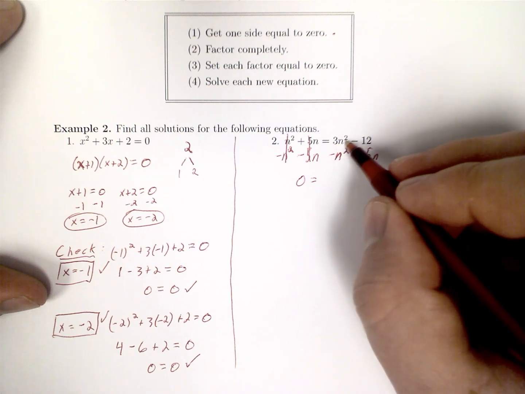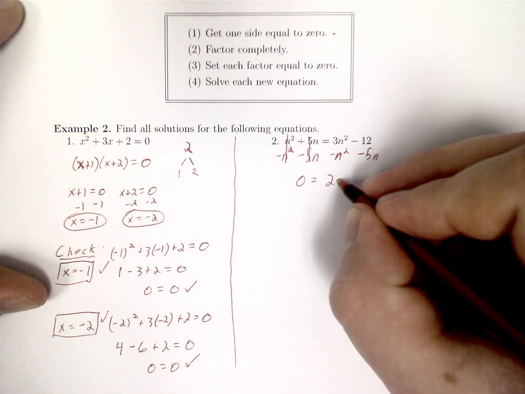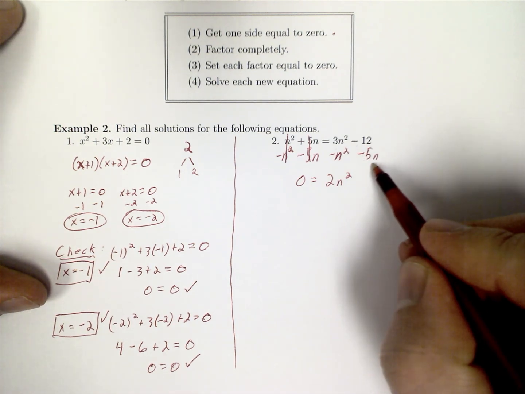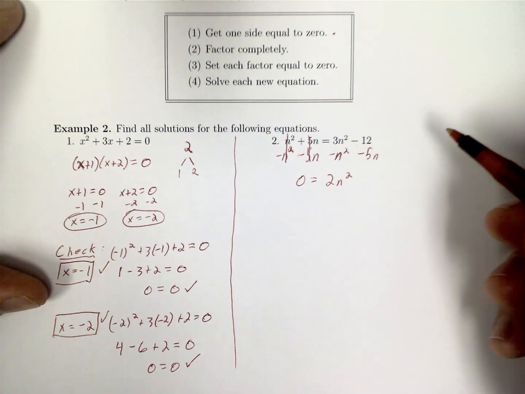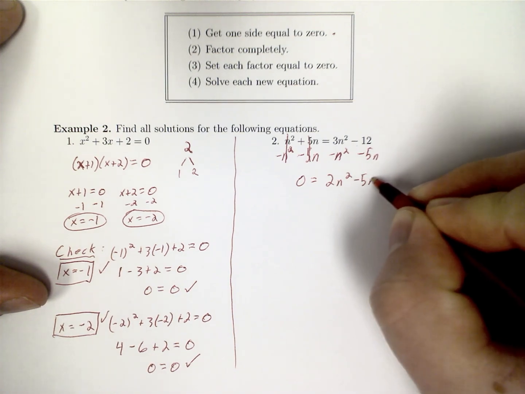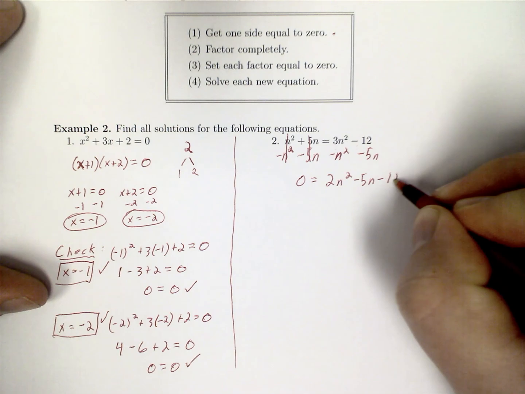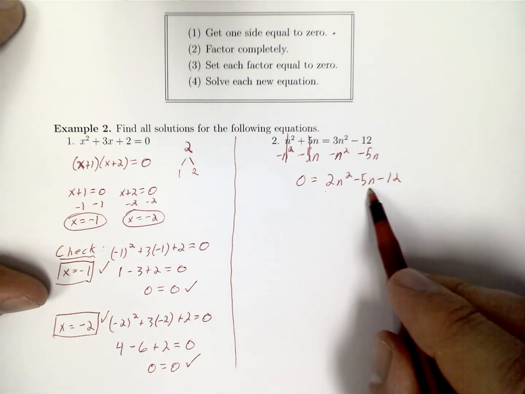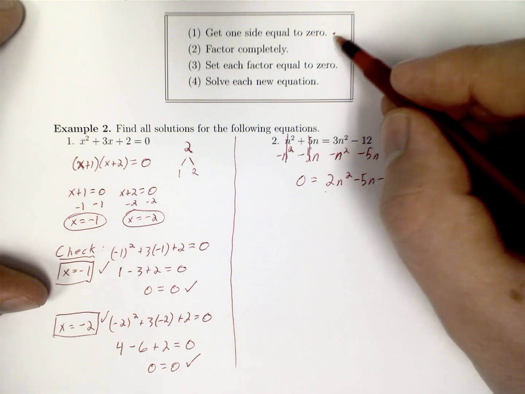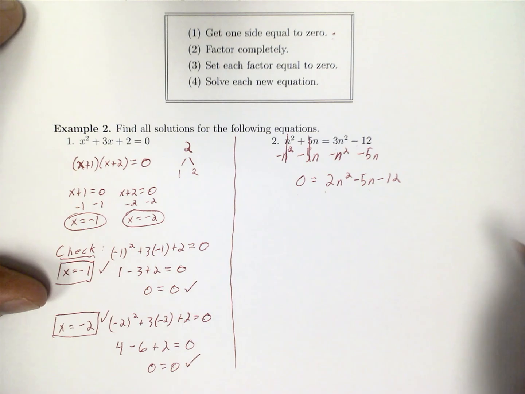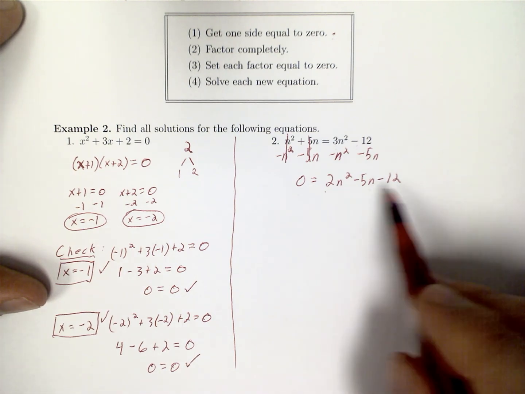And so what is 3n squared minus n squared? That's 2n squared. But the question is, what is negative 12 minus 5n? Are these like terms? Well, no, they're not. So we can't really combine them, so we just write them out like so. And now we look at this, and we've got one side equal to 0, so we're done with that part. We go to the factor completely portion, so we're going to start factoring this.